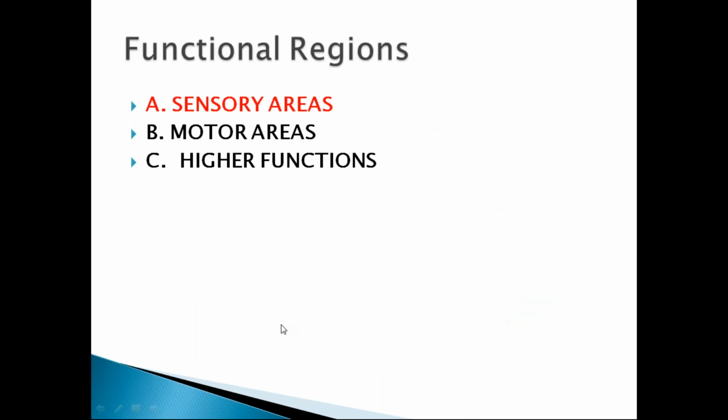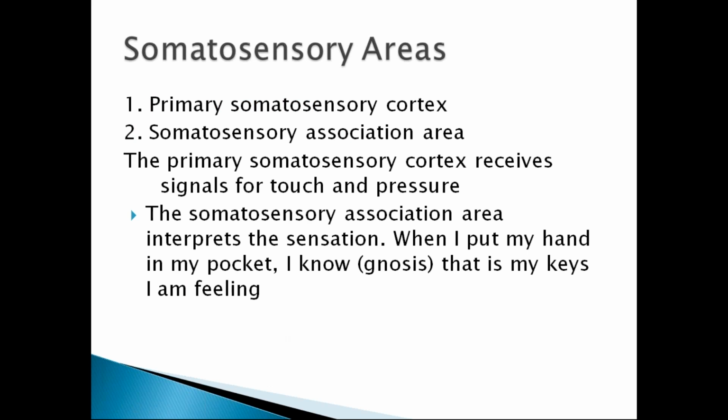So the sensory areas. The somatosensory areas, their primary somatosensory cortex, it has an association area. The primary somatosensory cortex receives signals for touch and pressure. The somatosensory association area interprets the sensation. So when I put my hand in my pocket, I know that it is my keys I am feeling. How do I know that? Well, I'm touching it. That information goes up to that association area, and I understand because I know the feeling of my keys.